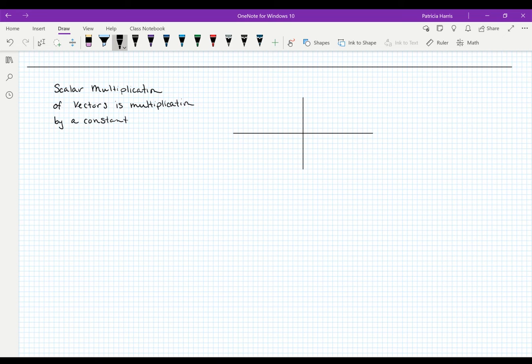Okay, so let's take just a sample vector. Let's call it v, and let's just say it is (3, 5). So that would put it in the first quadrant, and it would look like this.